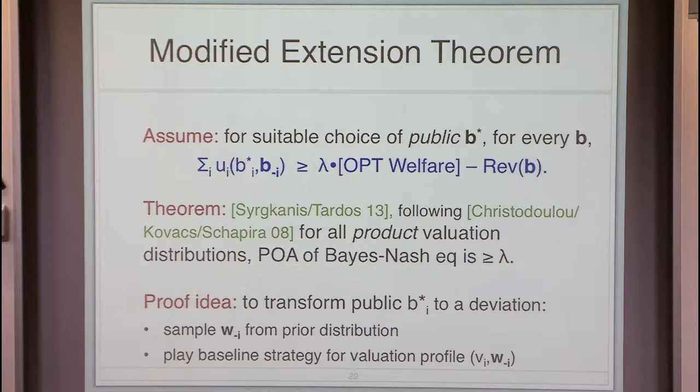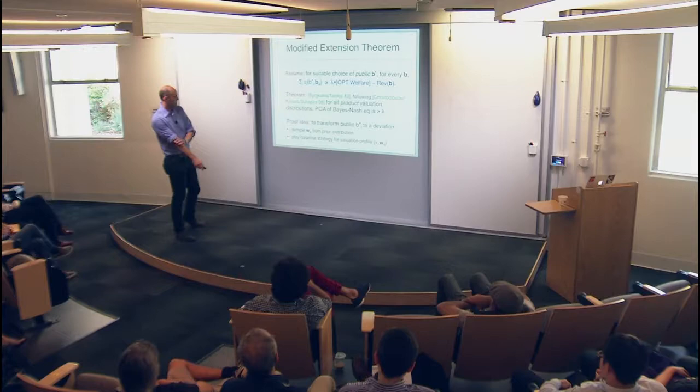Jeff? Yeah. If you're generating this deviation by sampling from the prior, does lambda now depend on the prior distribution? Yep. So you do it like a given lambda works uniformly, but it was prior to the correct.